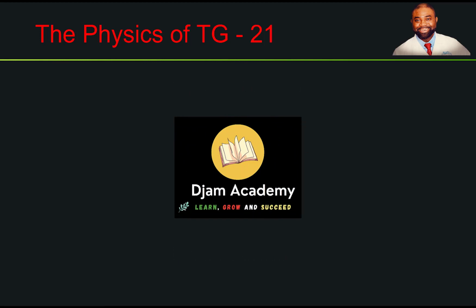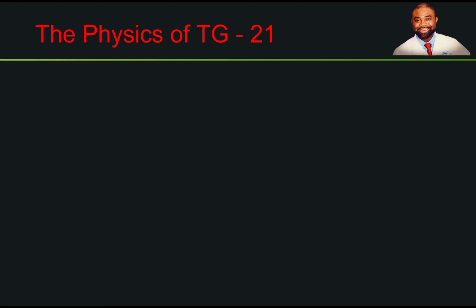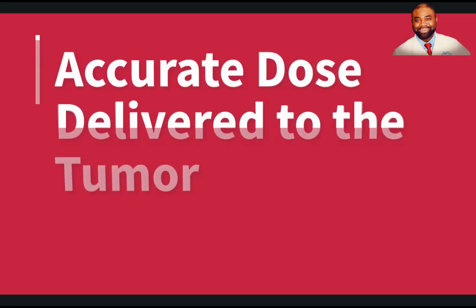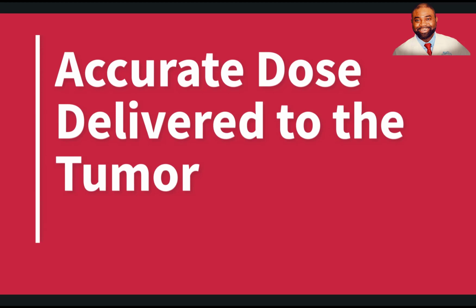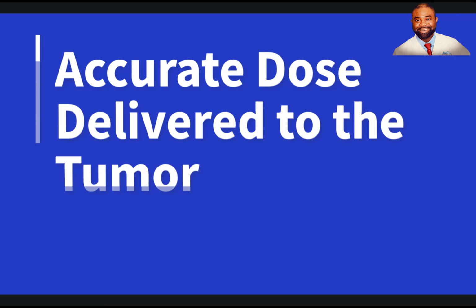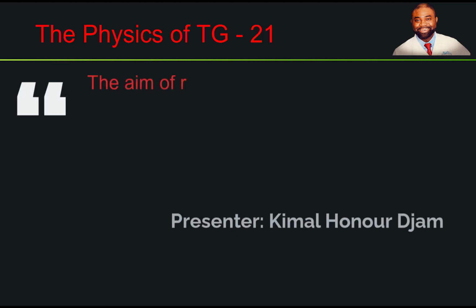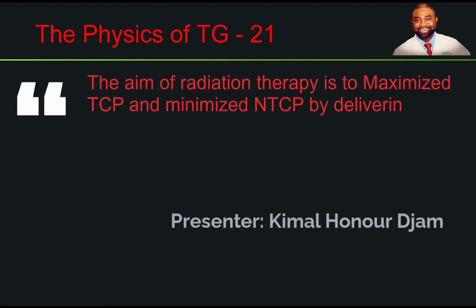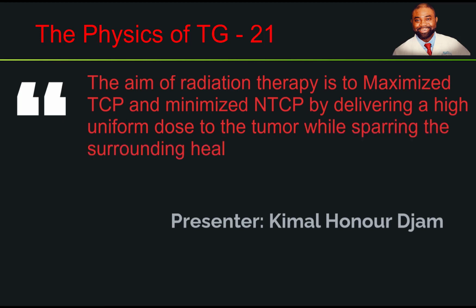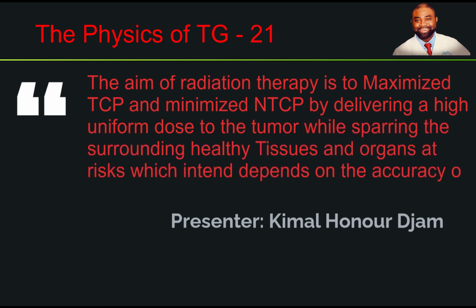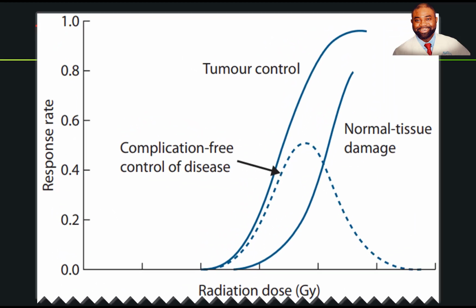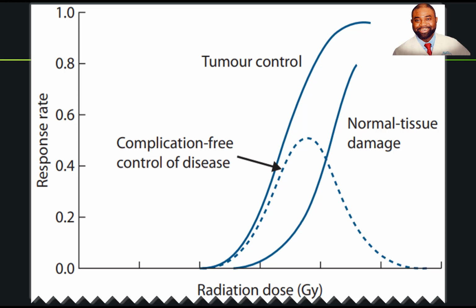Now, the success of radiation therapy depends strictly on the accuracy with which the prescribed dose is delivered to the target or the tumor. But the primary objective of radiation therapy really is to deliver a maximum dose to the target or the tumor, but at the same time spare the surrounding healthy tissues as well as the surrounding organs at risk.